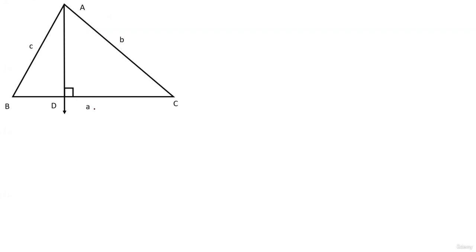Vertex A के opposite में जो भी side होगा, it will be small a. Vertex B के opposite में we have small b. The side is small b. And vertex capital C के opposite में we have side small c. Okay, and AD is the perpendicular on BC.